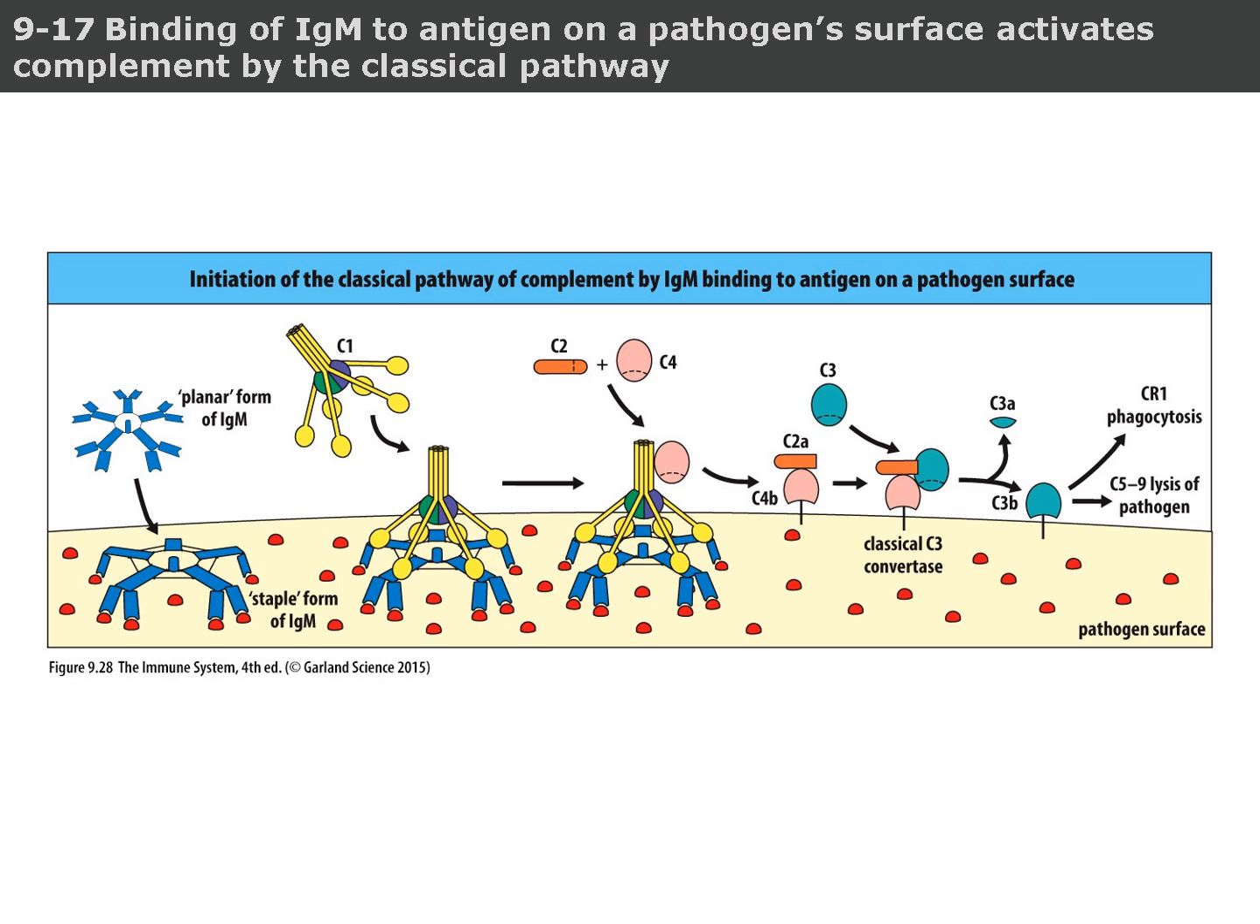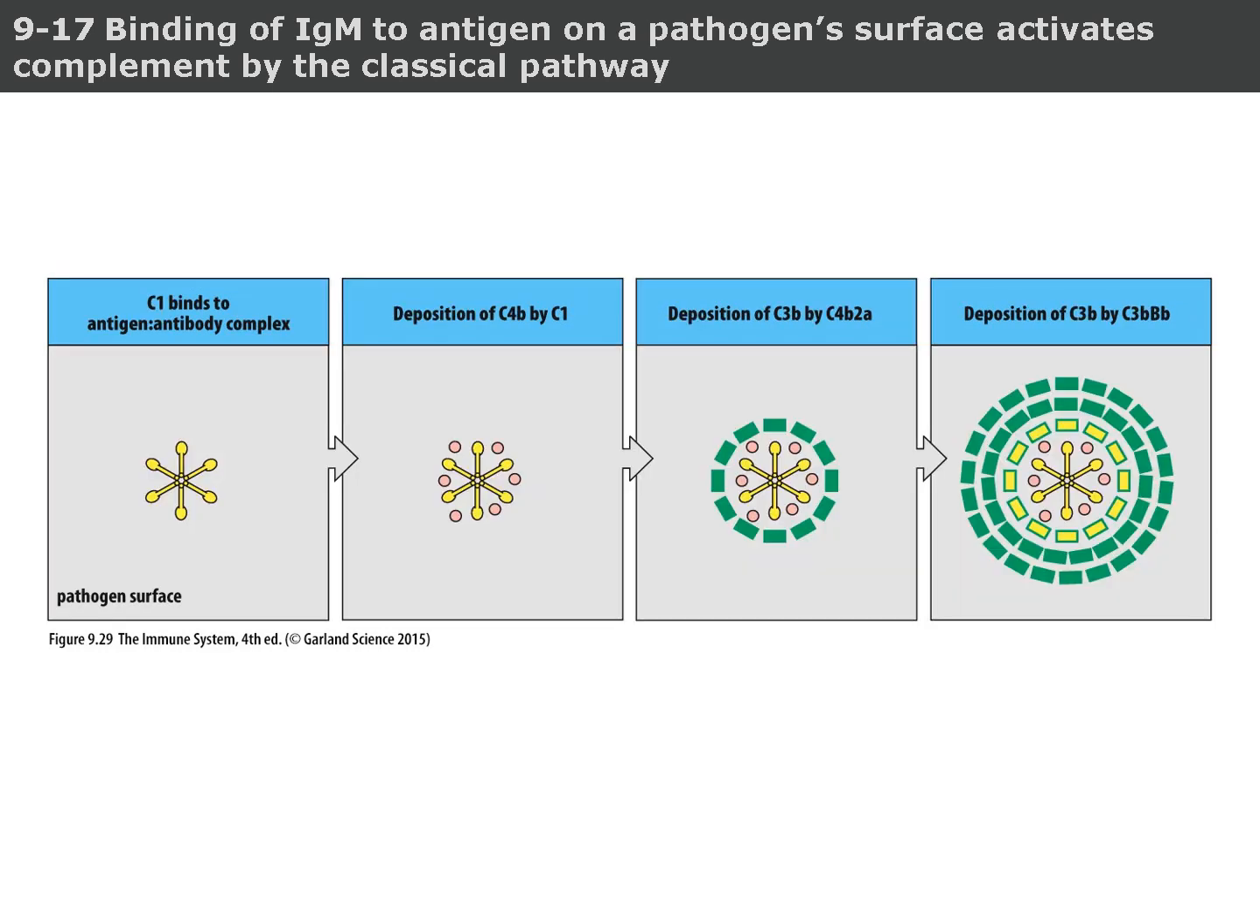In short, IgM is the most efficient initiator of classical complement activation, turning early humoral recognition into a powerful effector mechanism. This final figure highlights the amplification of complement activation on the surface of a pathogen, initiated by antibody binding. In the first panel, C1 binds to the antigen-antibody complex, usually IgM or IgE3, triggering the classical pathway.